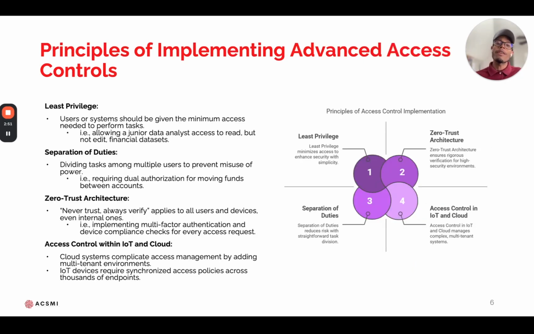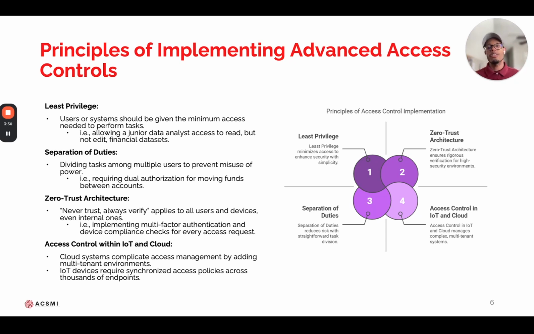Now, principles of implementing advanced access control. Now we're going to look at a little bit more advanced perspective. Least privilege, of course. This is users only getting minimum access to the actual tools and tasks that they need to perform. Whereas separation of duties is saying, okay, I'm going to divide the actual task among multiple users. This helps in not encouraging the insider threat, because you're requiring dual authorization from multiple people to move funds somewhere. Not just one person, not relying on one person to have all the keys to the kingdom.